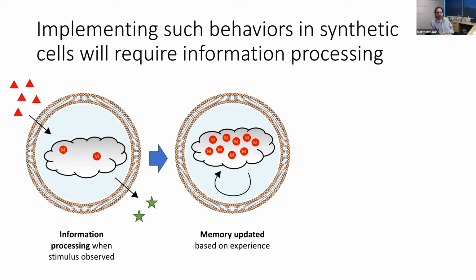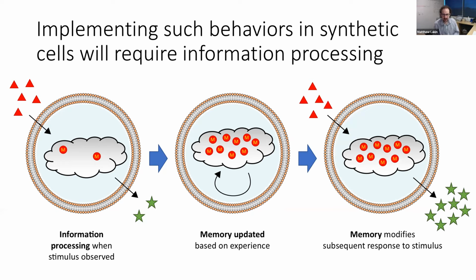And observing the stimulus not only causes an immediate response, but also updates the internal state, and maybe you have more of this memory molecule produced, which represents some encoding of what to do in response to this stimulus. And then maybe if the stimulus is observed again, the presence of this larger amount of memory molecule means that you subsequently respond to this stimulus, maybe in a stronger manner, maybe in a weaker manner, in the case of, say, the habituation response.